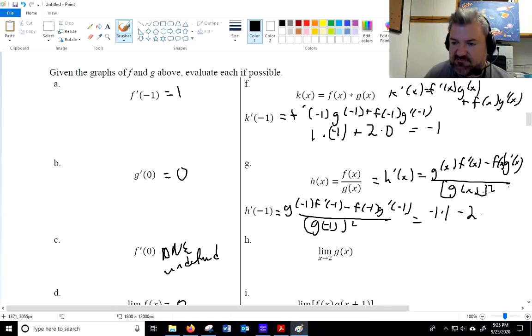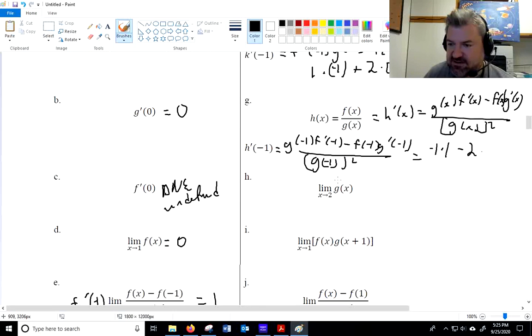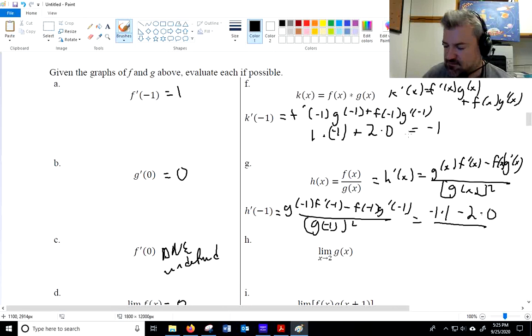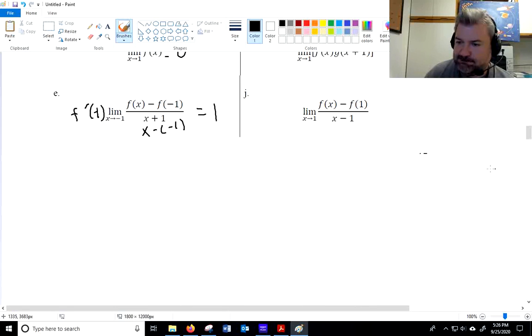g prime of negative 1, you can see it's flat. It's 0. Over g of negative 1, which is negative 1, squared gives it a positive 1. So anyway, this becomes negative 1 over positive 1, so this is also negative 1.